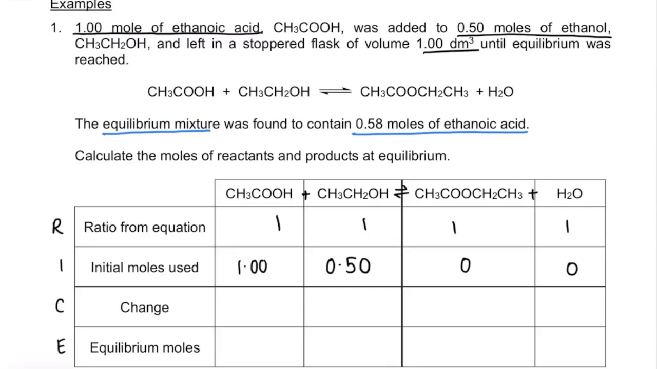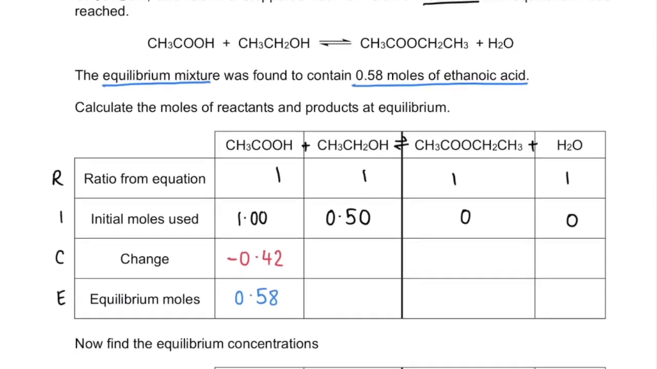Then we're going to put in the one thing we've been told about equilibrium, which is that there's 0.58 moles of ethanoic acid at equilibrium. What we do then is we look at how much the ethanoic acid has changed by, and the ethanoic acid has gone down by 0.42. It's the only change we can figure out.